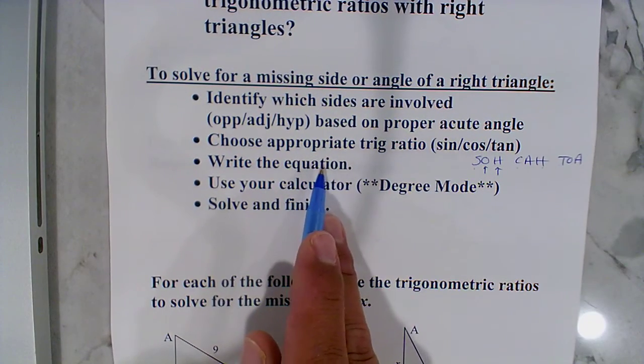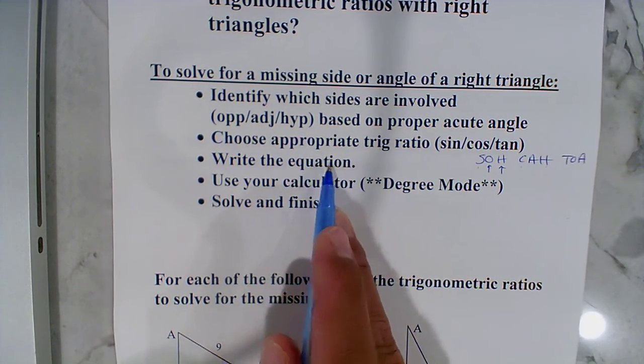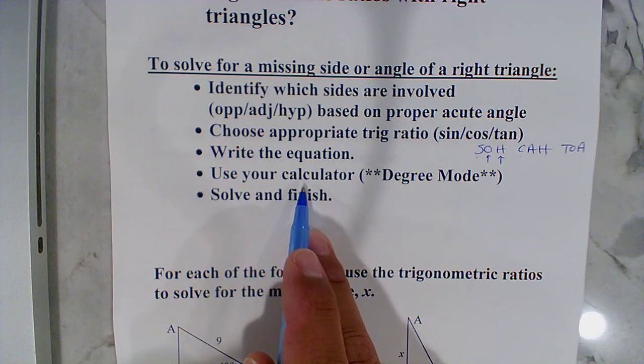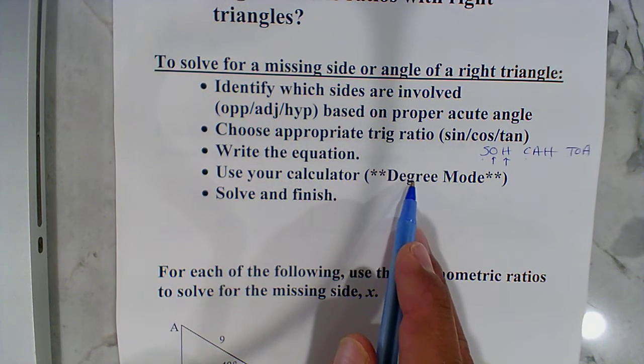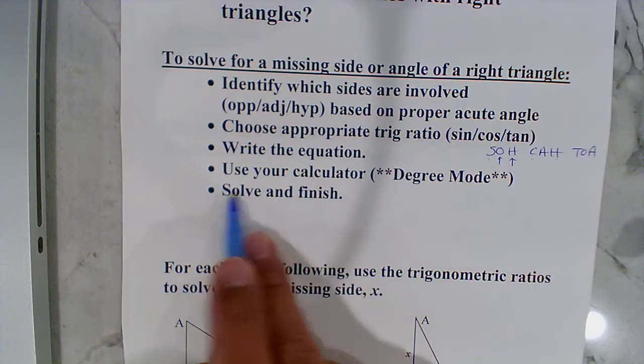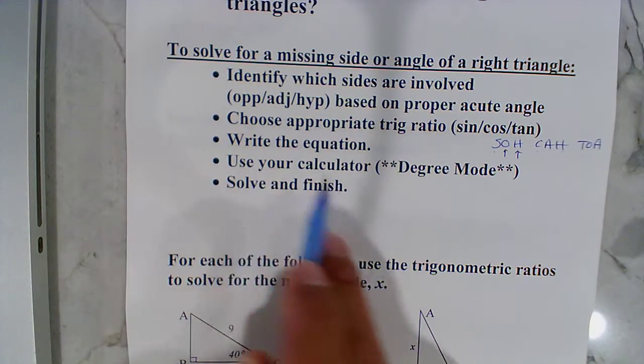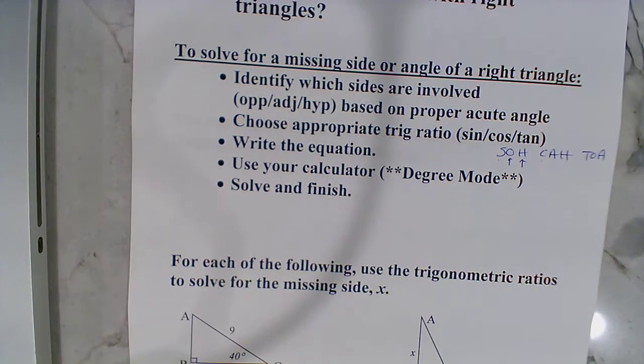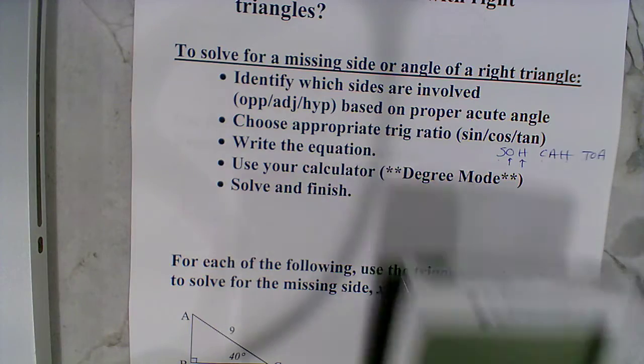Then you'll write an equation. Super easy. All right? You're going to use your calculator, and we're going to talk about making sure it's in the proper mode and all that. And then you're going to solve and finish, which is middle school level. All right? So, first the calculator.